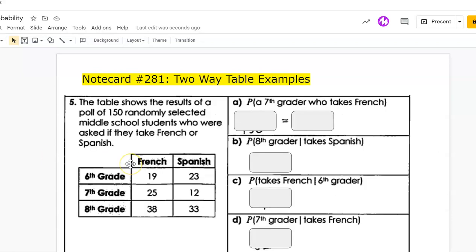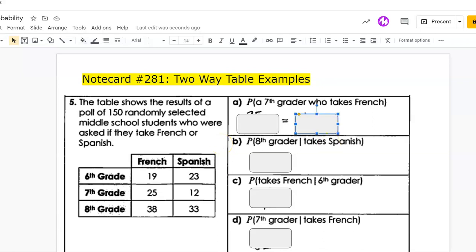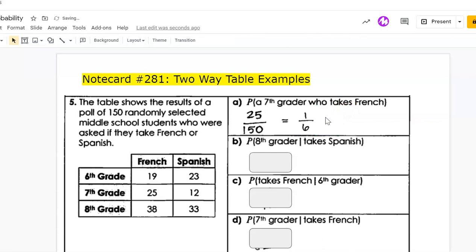All right, on to note card 281. We're going to do an example of this. I know the last note card kind of had an example with it, but this is a more extensive example. So what is the probability that there's a 7th grader who takes French? This is not a given. Just look at the 7th grader, there's 150 students that were selected. So all you have to do is 25 out of 150, which reduces to 1/6.